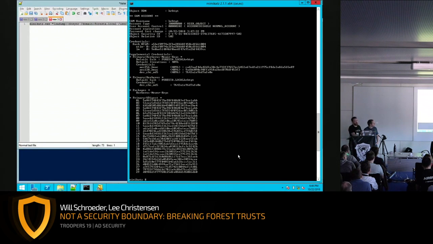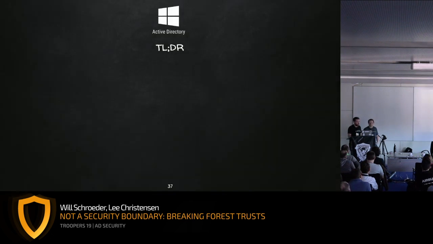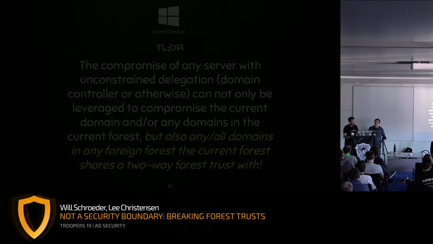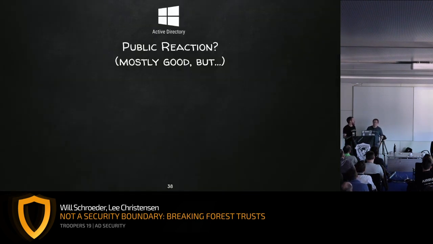So that's a completely separate forest compromise, even though this was a security boundary, we're able to do that. So the TLDR is the compromise of any server with unconstrained delegation, domain controller or otherwise, can not only be leveraged to compromise the current domain and any domains in the current forest, but you can compromise any and all domains in any foreign forest that you share a two-way forest trust with. So we think that's bad. And we're going to explain exactly why we think it's really, really bad.